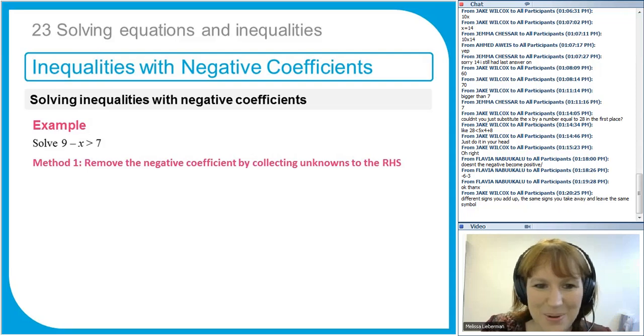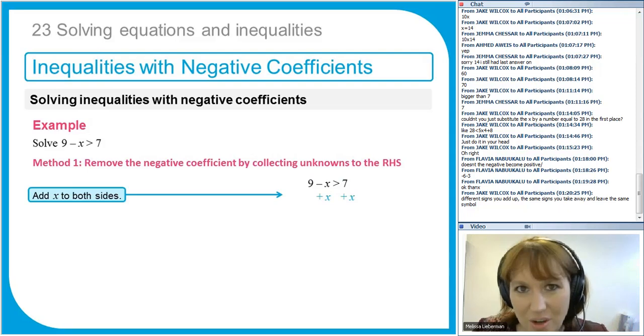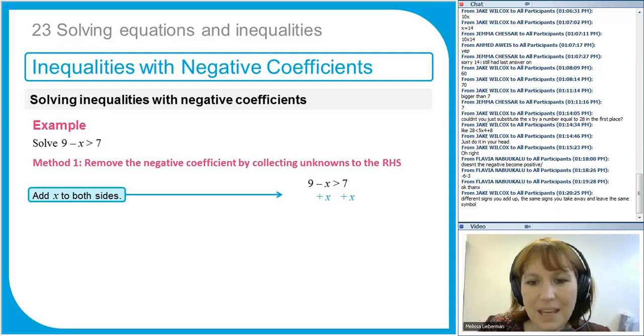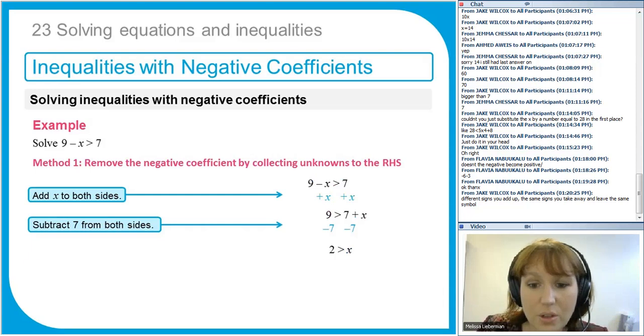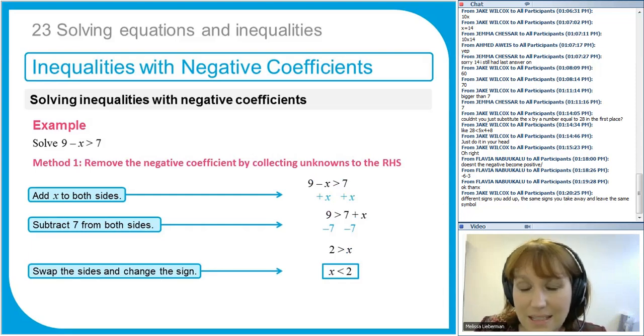If we add x to both sides, then we end up with just 9 on the left hand side and 7 plus x on the right hand side. And then if we subtract 7 from both sides, we get the x on its own. This says 2 is greater than x, but it also says x is less than 2. So if we read it from left to right, it says 2 is bigger than x, but from right to left, it says x is smaller than 2. Because we always want the unknown on the left hand side when giving our solution, we would write it as x is less than 2. So that's the answer.